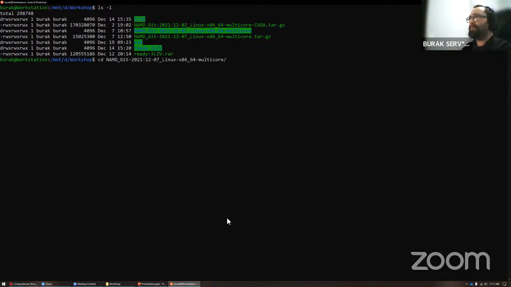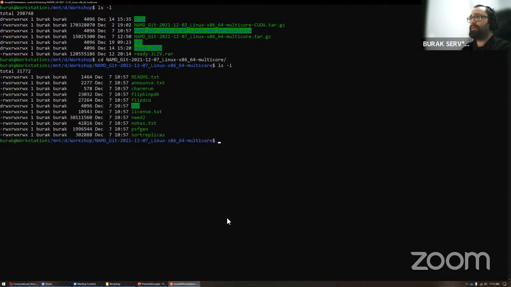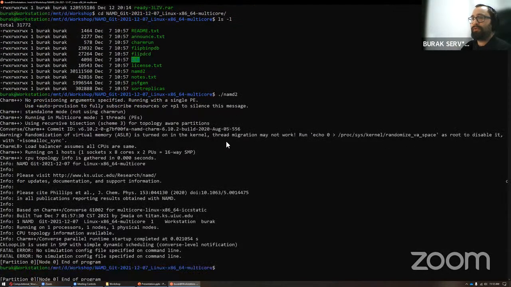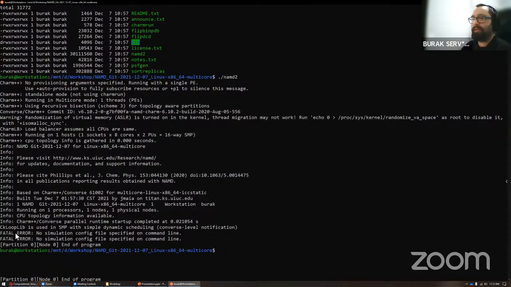Now we're gonna go to an empty folder, and we're gonna check this folder. Now you can see we have an MD application, it's here. Now we should run this NAMD, but first of all, I want to use /NAMD2. So you can see we have an error. We can see the error in this part. It's a fatal error, because NAMD needs a config file to start our simulation.